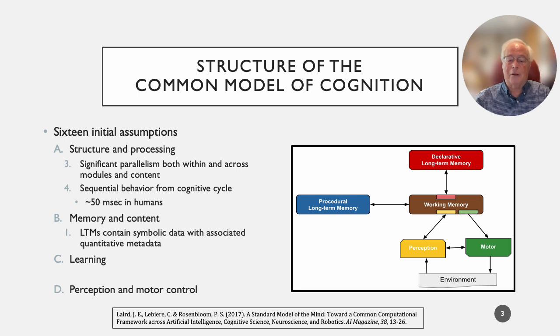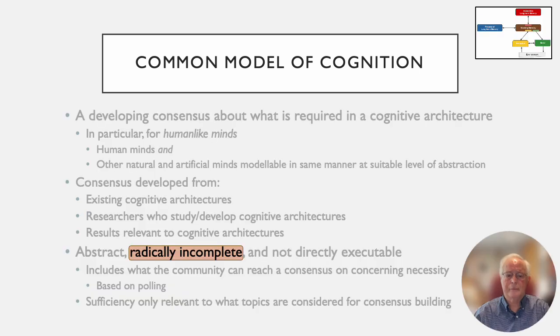Another example is that long-term memories contain symbolic data with associated quantitative metadata. I tend to think of this as involving data metadata dyads. In essence, this makes it a deeply hybrid model. Also, learning is assumed to be incremental as a side effect of performance rather than as a deliberate act of the cognitive system. The work covered here is intended to deal with just a part of the radical incompleteness of the common model by focusing on emotion.